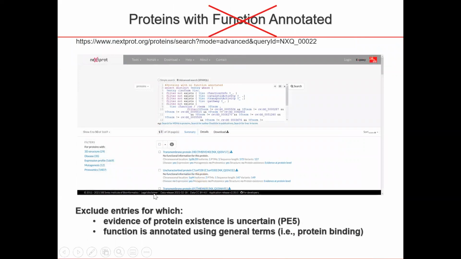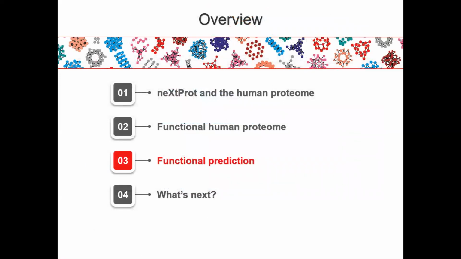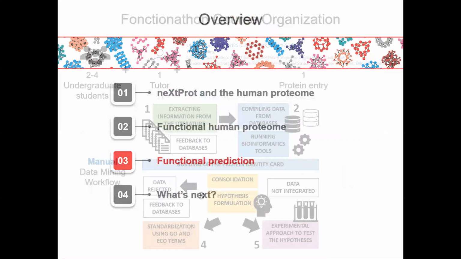Now, to look at how many proteins do not have a function associated, we have this SPARQL query, query 22, in which we exclude proteins which are PE5, and we also exclude those which have annotations to very general Gene Ontology terms, i.e. protein binding. And we see that there are 1,669 such entries in nextProt. So let's try and predict the function for some of these proteins.